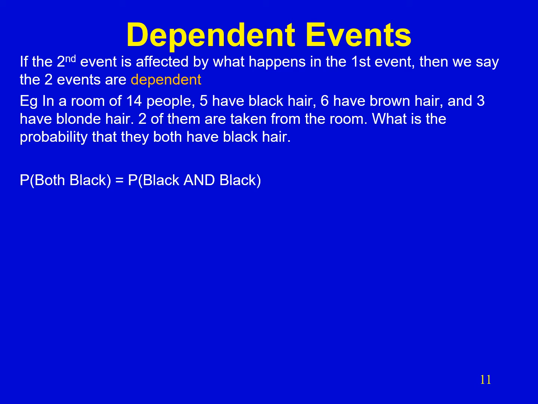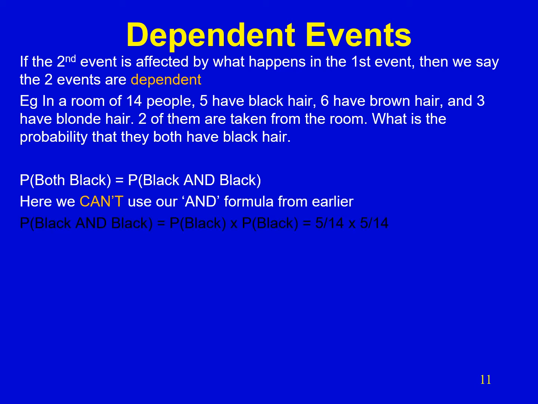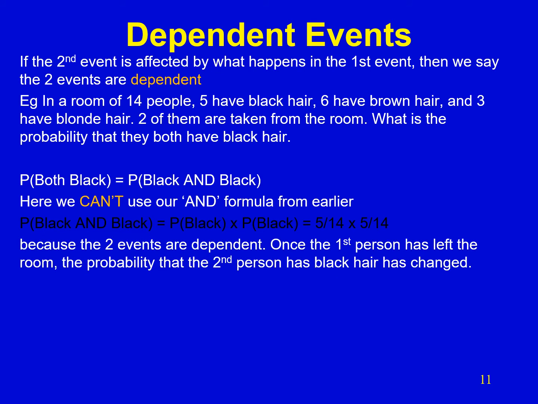So we want the probability they both have black hair. So it's the probability the first person's hair is black and the second person's hair is black. But we can't use our AND formula from earlier. We can't do 5/14 times 5/14. That's because the two events are dependent. Once the first person has left the room, the probability that the second person has black hair has changed.